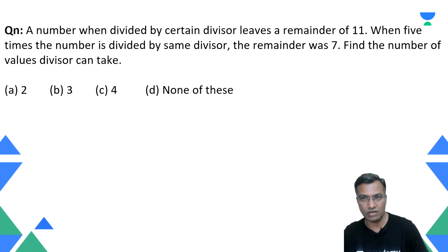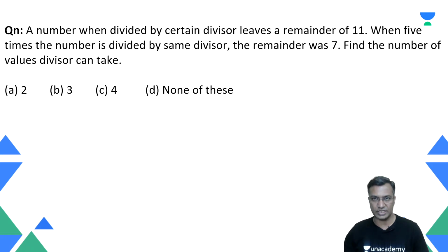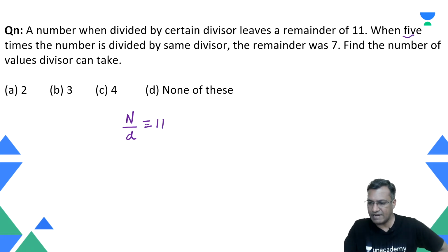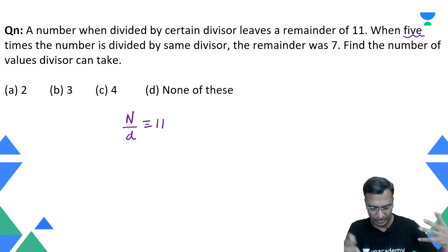Yeah, there is not a single value, right? There are multiple values that it is trying to take. Here we go. When a number is divided by a divisor, it leaves a remainder of 11. Good. Then what he says, say when 5 times, I'm now writing in the modern style, right? This is a modern style.